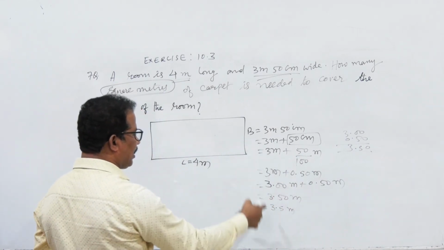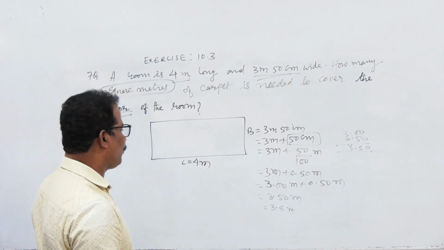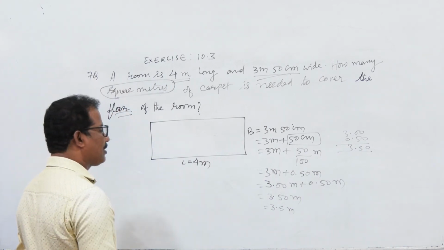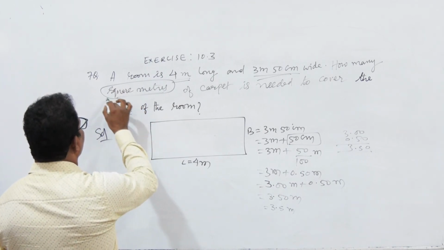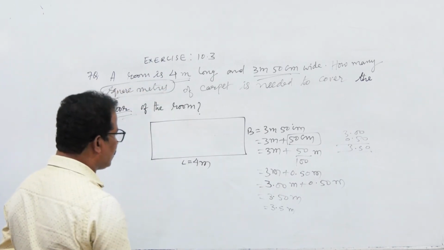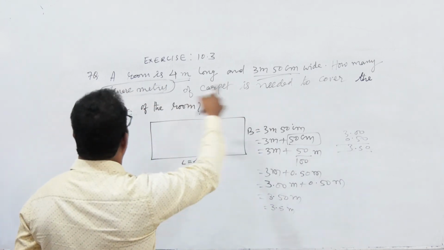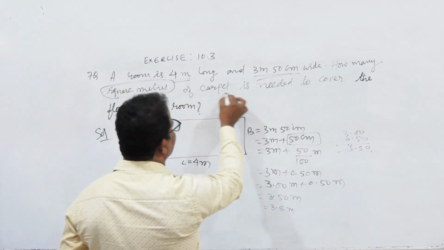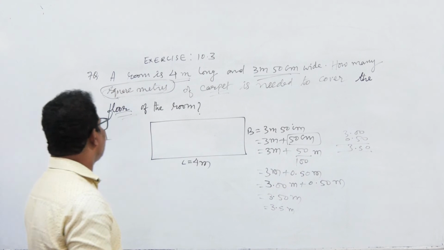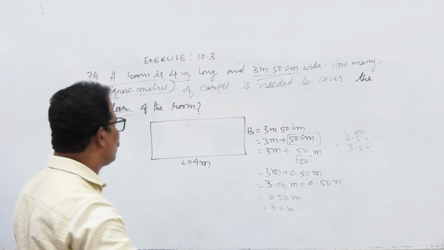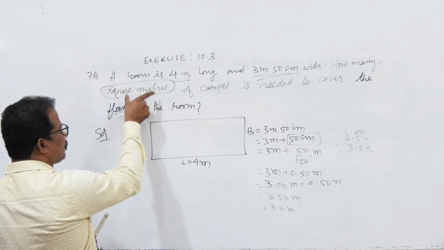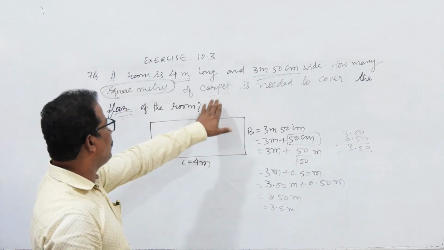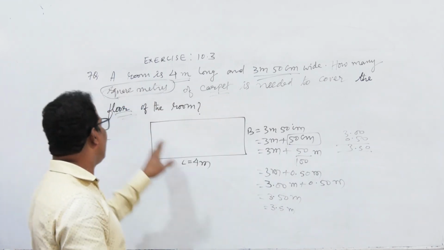So the breadth is completely in meters now, 3.5 meter, and the length is 4 meter. Now we are going to find the area of this floor in square meters. Understand? So the question is, how many square meters of carpet is needed to cover this floor? So for that what to do? We have to find the area. That area will be in square meters. That many square meters of carpet is needed for the floor.